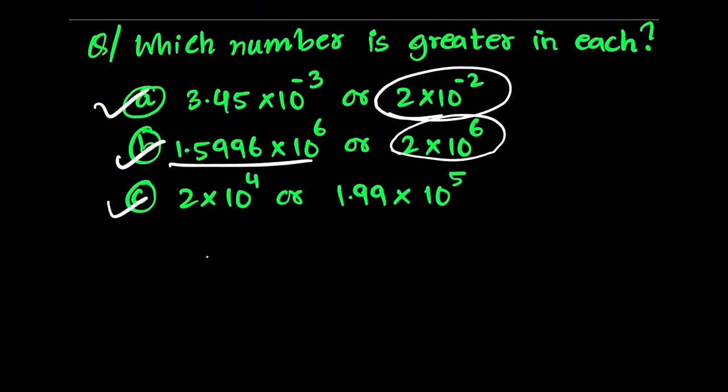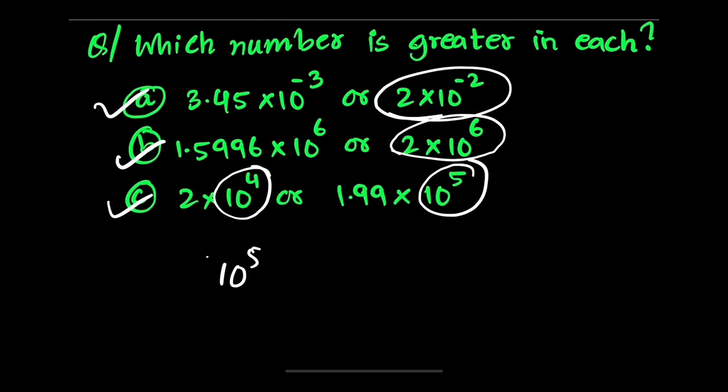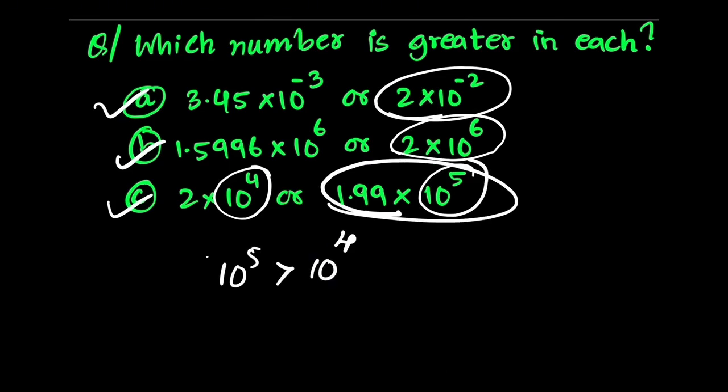Let's look at this one and let's compare the power of 10. Since 10 raised to 5 is greater than 10 raised to 4, this number will be greater than this one.